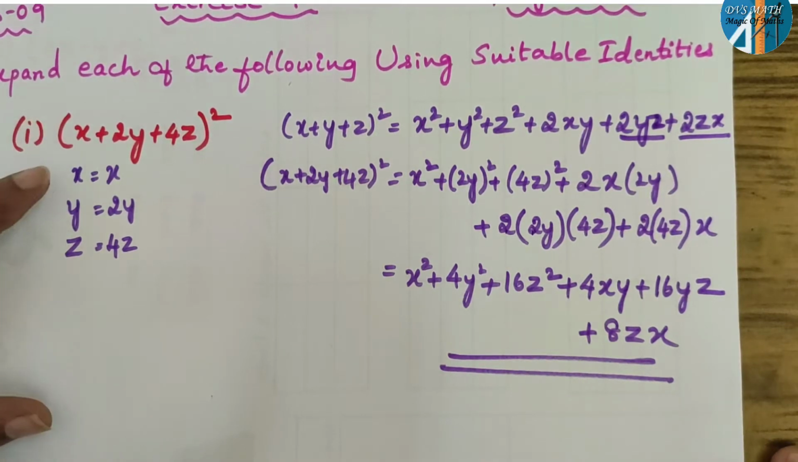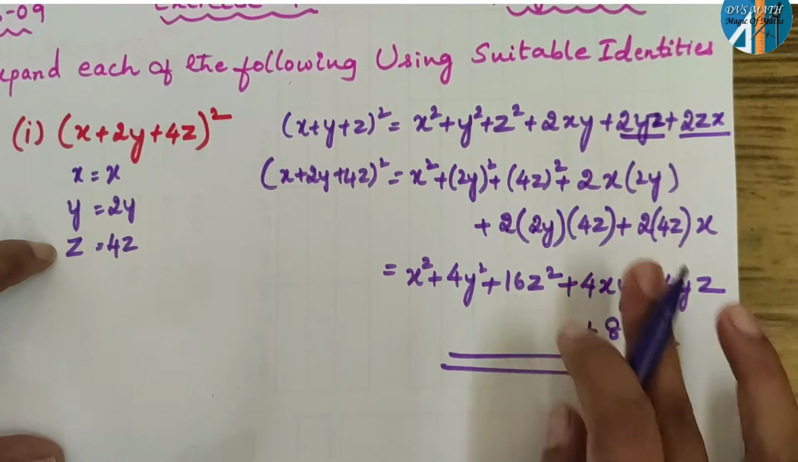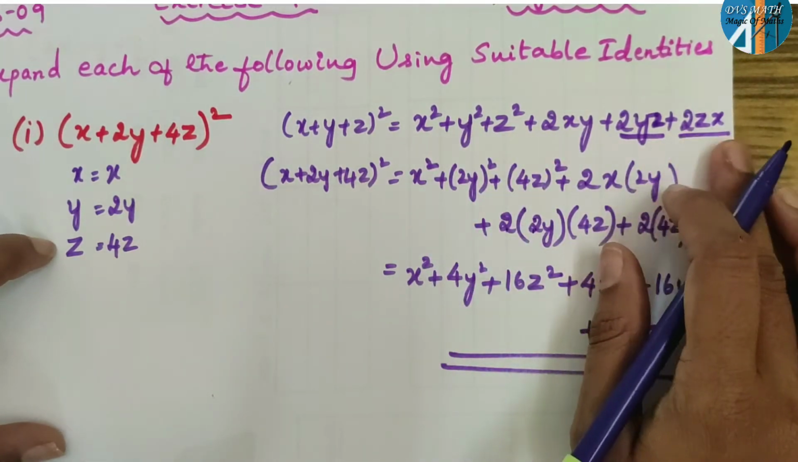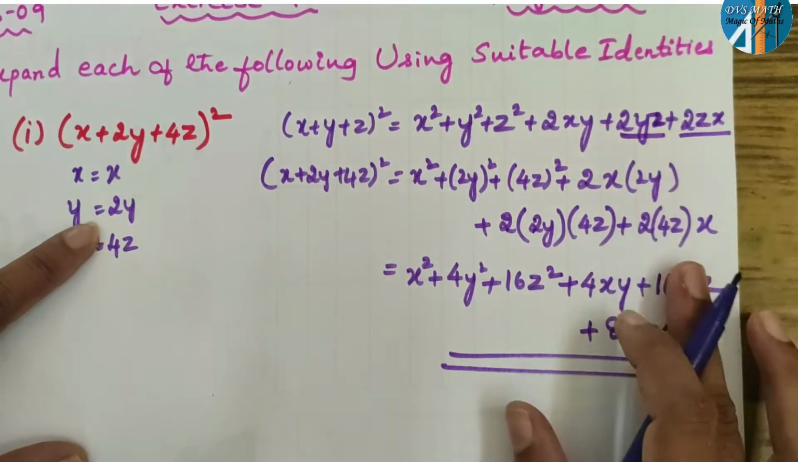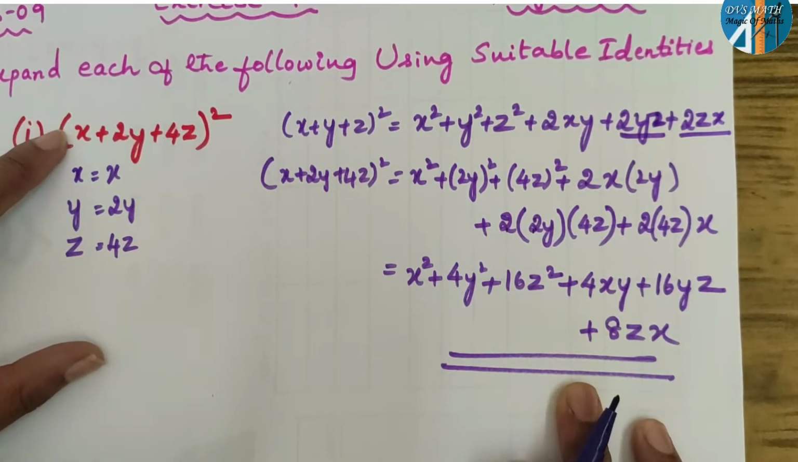It is very simple. First you write what is the value of x and y and z. In the place of x we have x only, in the place of y we have 2y, in the place of z we have 4z. That means in this identity you have to substitute these values and simplify them. Finally you will get the expanded form of the given question.